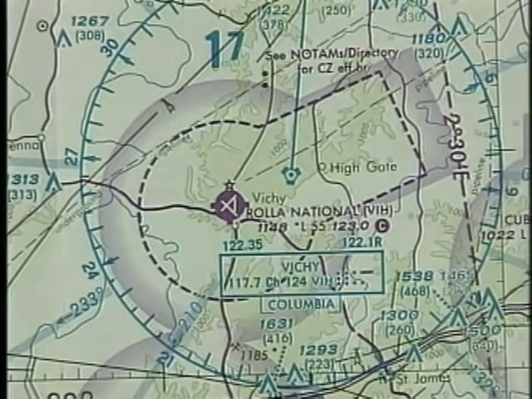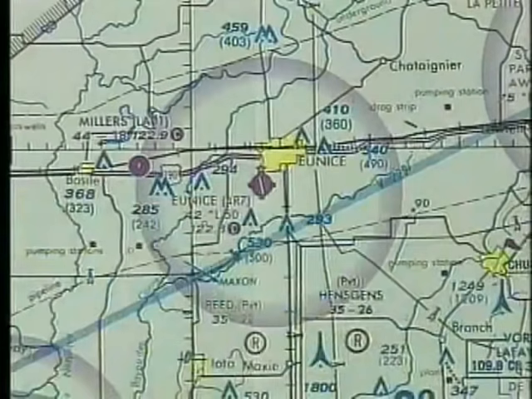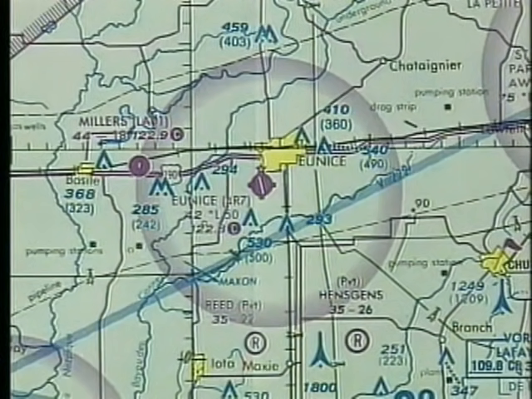When the base of this type of Class E airspace begins at the surface, the lateral limits are depicted on sectional charts with a dashed magenta line. When the base of this airspace begins at 700 feet AGL, the lateral limits are depicted by a magenta shaded boundary. In both cases, the vertical limit extends upward to the base of the overlying airspace. Since this varies from location to location, the upper limit is not depicted on sectional charts.